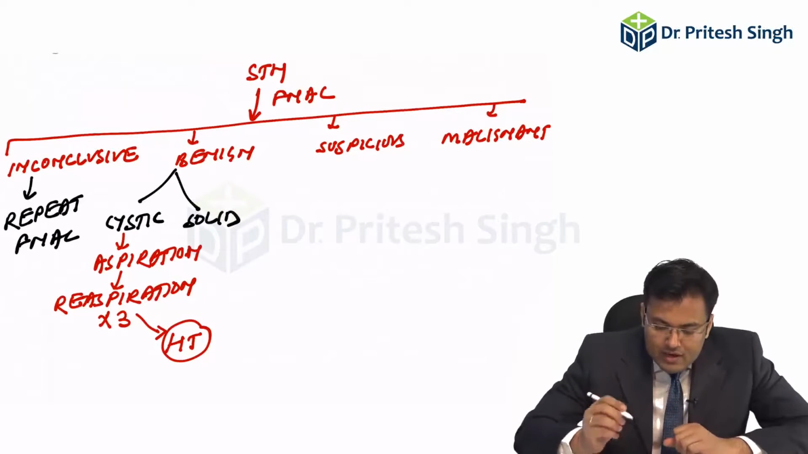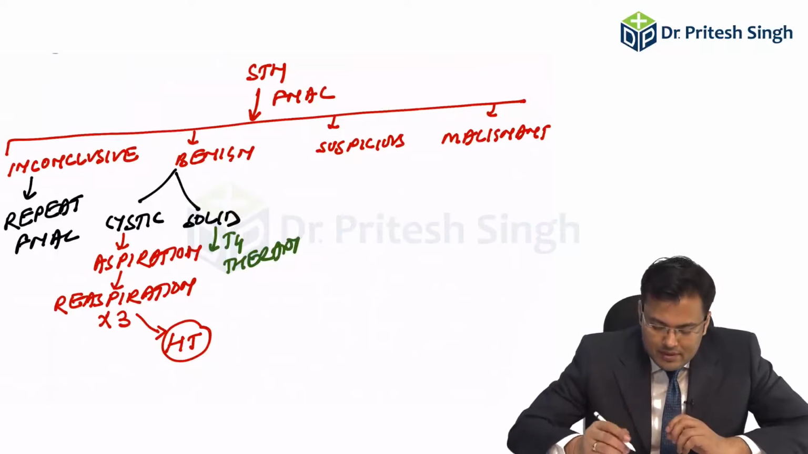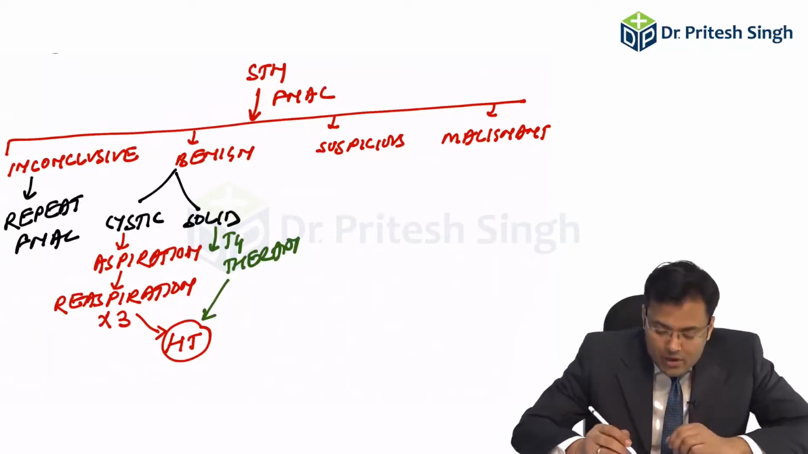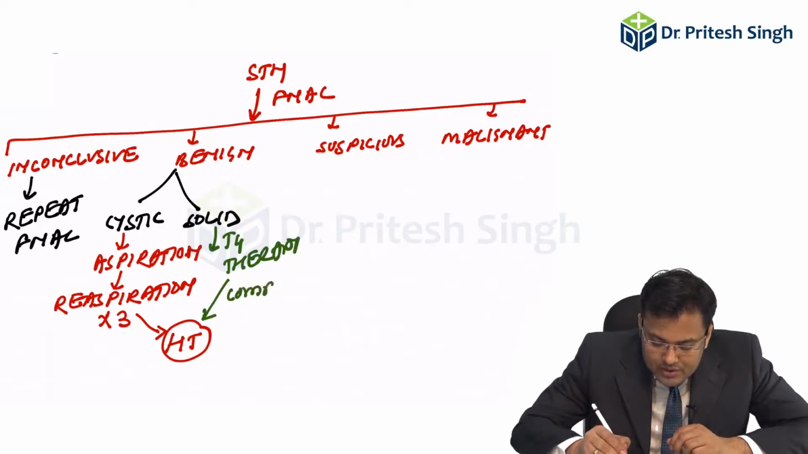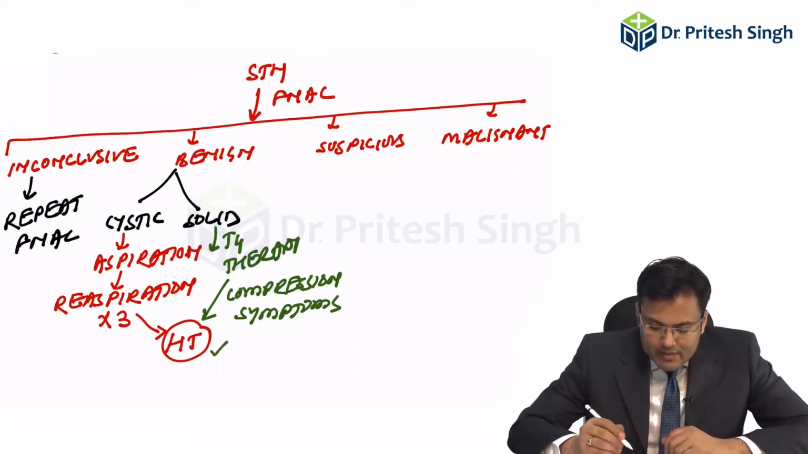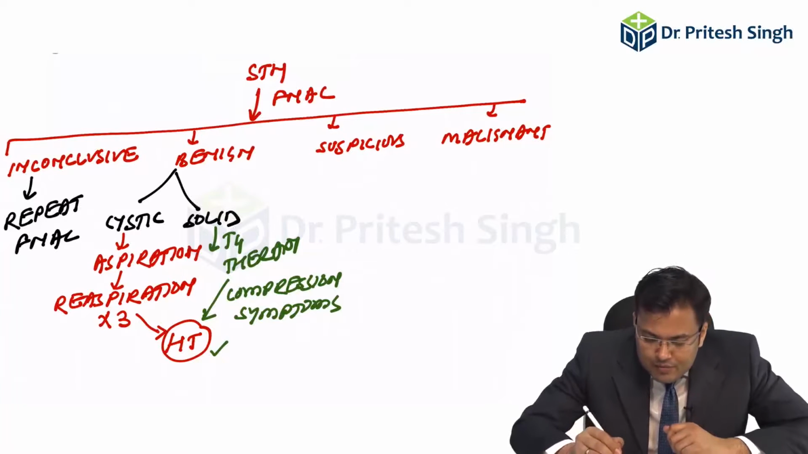Now see, for solid lesions, initially we consider thyroxine therapy, because sometimes what happens, the swelling disappears. But if it persists, or there is no response, or there are compression symptoms, in that case we perform what? Hemithyroidectomy. For suspicious lesions, we have to perform radioactive iodine scan.